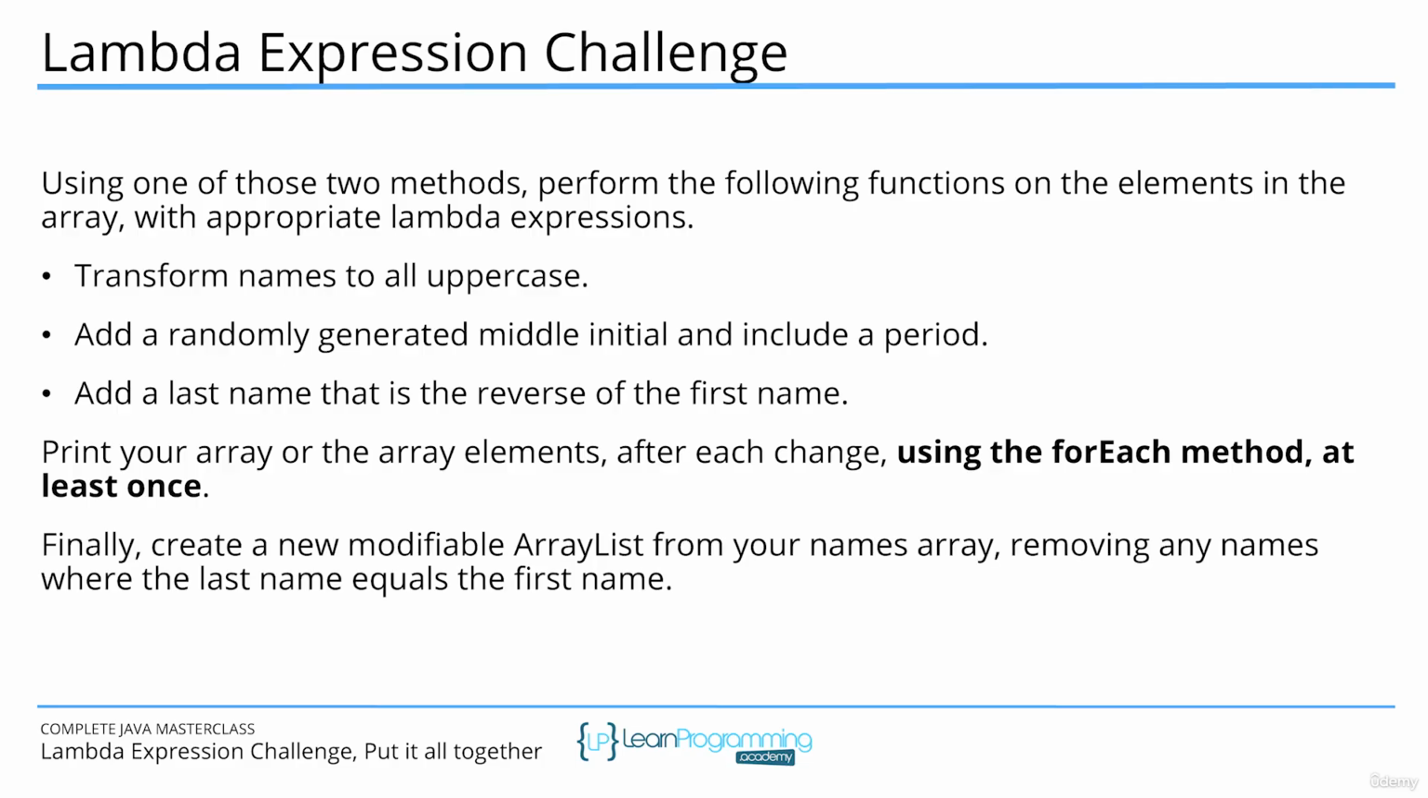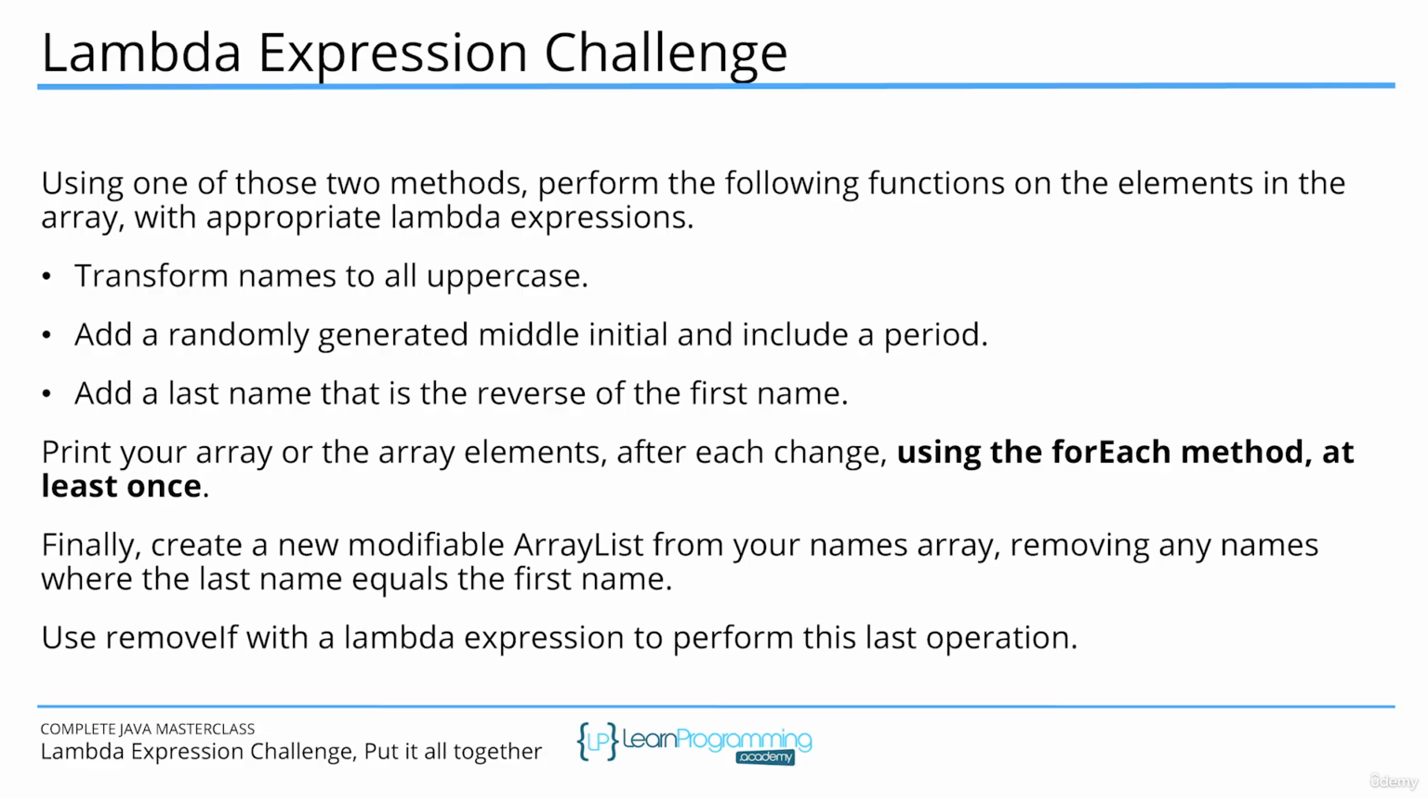Finally, create a new modifiable array list from your names array, removing any names where the last name equals the first name. Use removeIf with a Lambda expression to perform this last operation. You can create helper methods as needed to facilitate some of this functionality. You can use single-line or multi-line Lambda expressions.